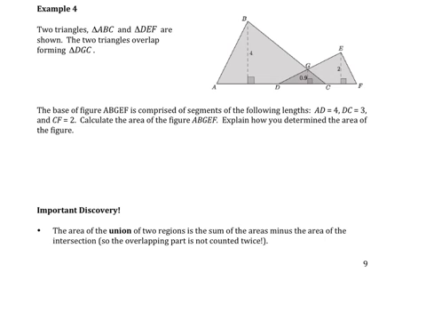So we have two triangles here, ABC and DEF, and one overlaps the other. Okay, so the base figure ABGEF is comprised of segments of the following lengths. Those are labeled in the diagram already. I see that DC is equal to 3. I do not see that labeled, so I'm going to put that in right now. And we're asked to calculate the area of the entire figure, ABGEF.